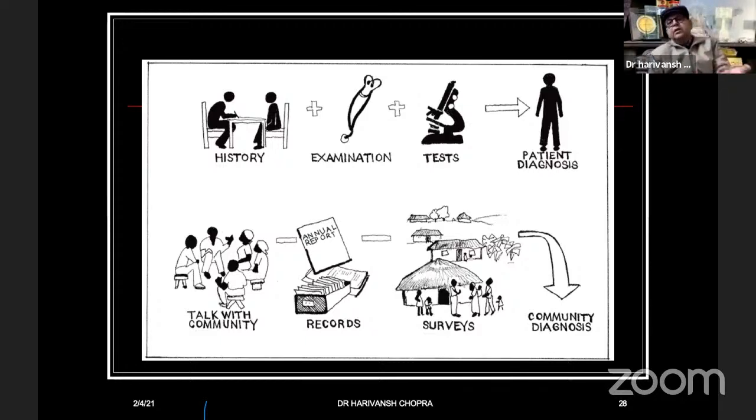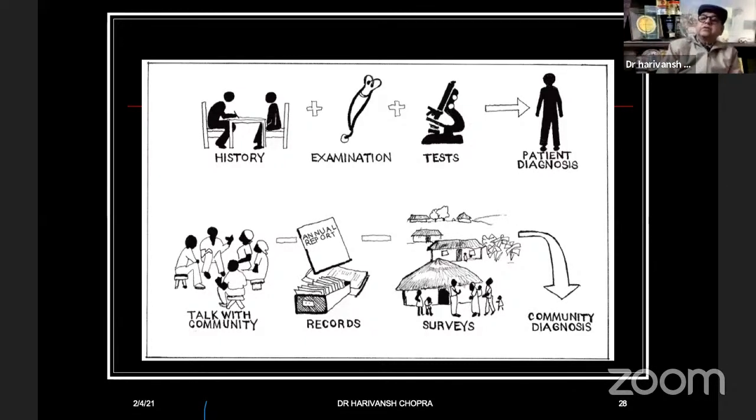How many people are healthy? How many people are sick? How many people have communicable diseases? How many have non-communicable diseases? How many have cancer, and so on. So you get to know the prevalence of various diseases in your area, and then you can plan the health services accordingly, right?